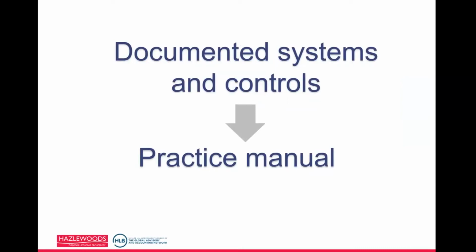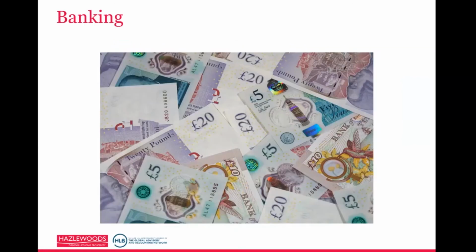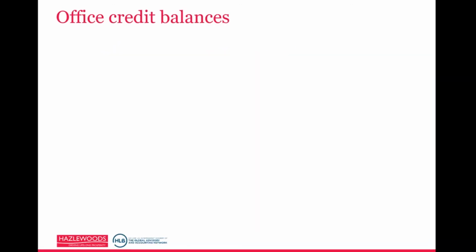Key areas to consider when documenting the firm's systems and controls are banking of client monies received. This is moved from the same or next working day to promptly. The firm needs to think about what this means for them, particularly where a firm has several offices or there is no local branch to pay money into. Office credit balances: transfer of client funds held in the office account.